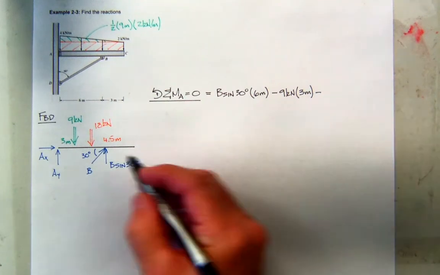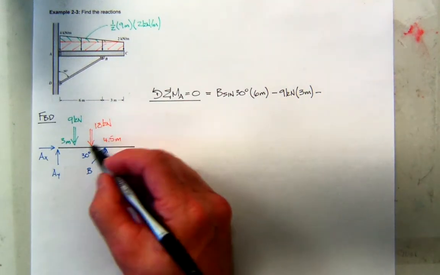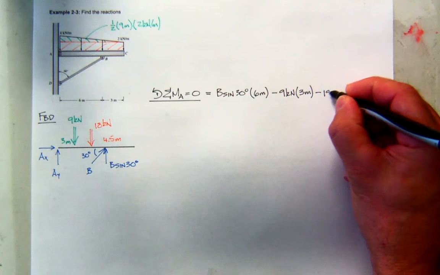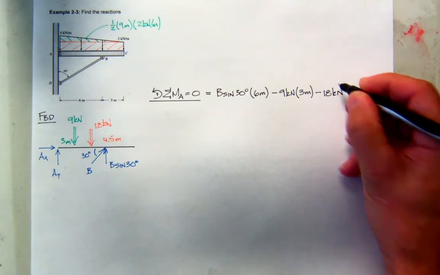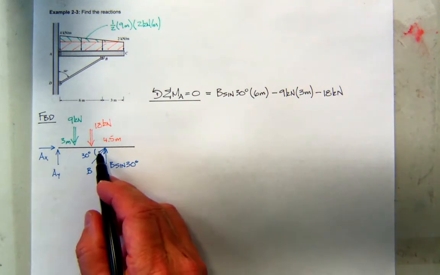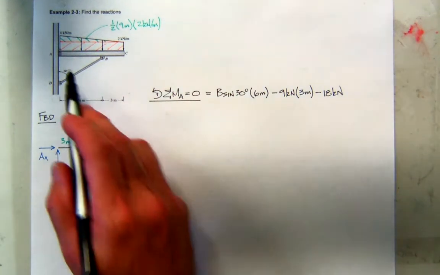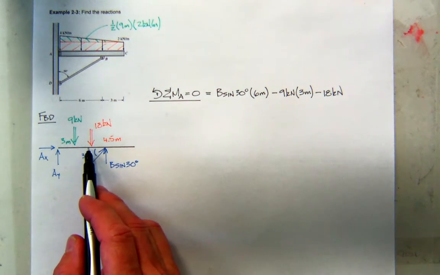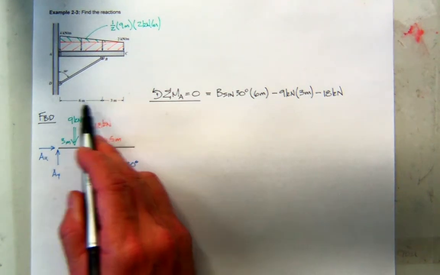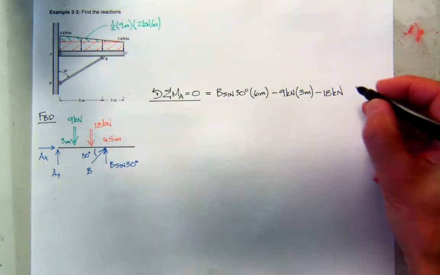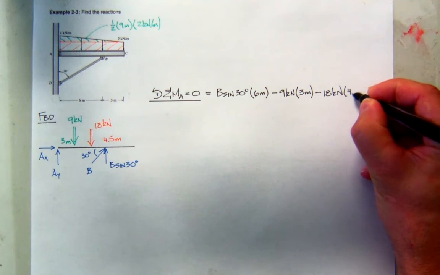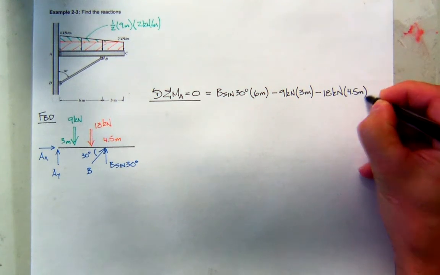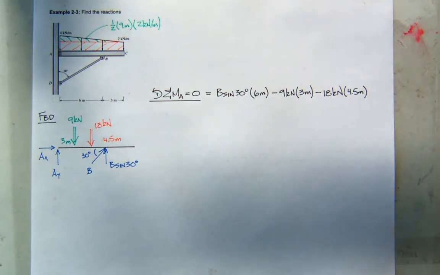Then I have another negative moment with the 18 kilonewton force. And what's its distance from A? Well, remember, it was halfway, so that would be 4.5, because the total distance was 9, halfway would be 4.5. So it's going to be 4.5, and that's meters. So we just need to solve for B.